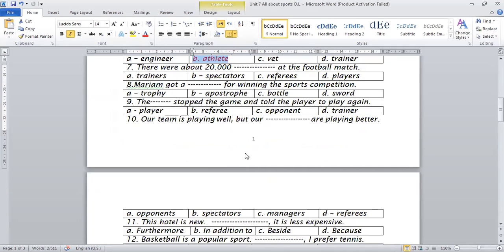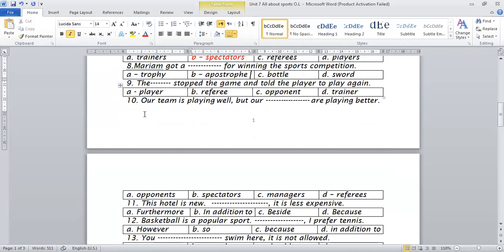Yes, number 7, there were about 20,000 at the football match. What? Spectators. You will find spectators, yes, spectators. The ones who can watch the match at the stadium, for example, these are called spectators. Yes. Number 8, Mariam got a trophy. Very good. Trophy. Very good.